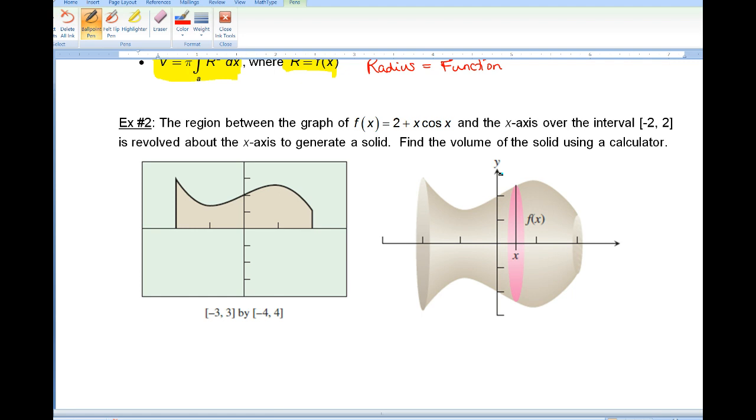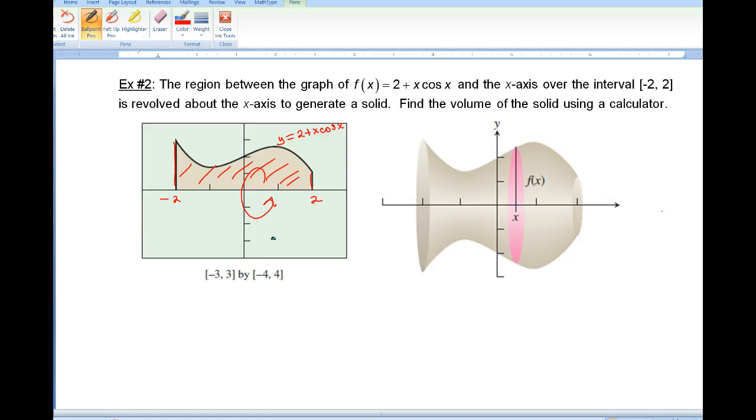So here we have an example. This is a calculator problem, by the way. Here's the curve y equals 2 plus x cosine x. So if we bound it from -2 to 2, and we look at this shaded region, if I were to take this and start rotating it about the x-axis, you get this region, which is like the 2-dimensional shape, and then this is the 3-dimensional with the shading. Again, you have to kind of use your imagination.